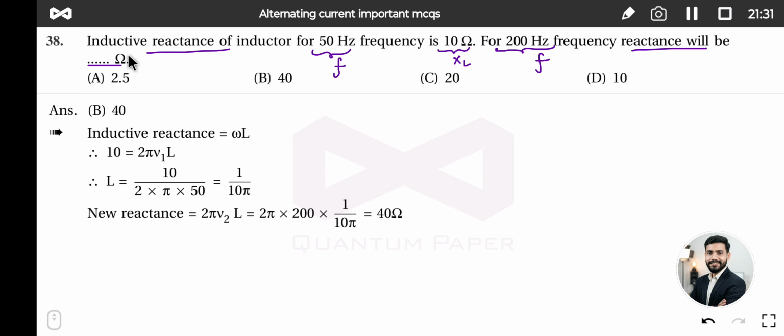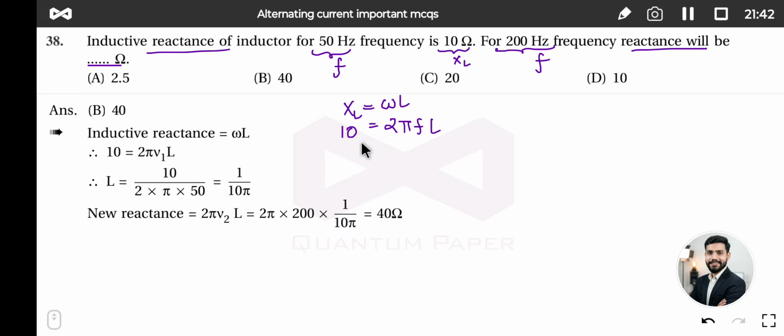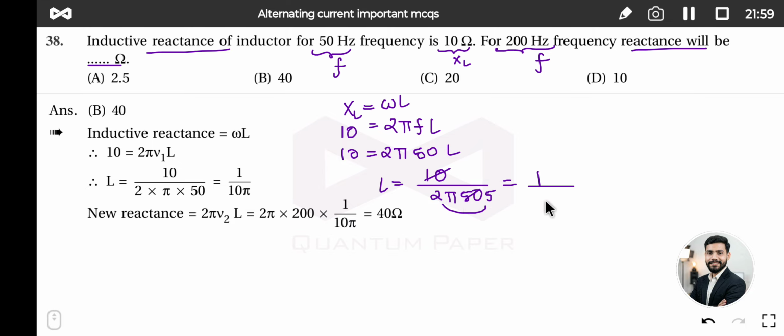If you apply the formula, we have XL equal to omega L. Omega is nothing but 2 pi f, so XL = 2 pi f L. XL is given to be 10 ohm when the frequency is 50. If you find the value of L from here, L is equal to 10 upon 2 pi times 50. So we get 1 upon 10 pi. So the value of L is 1 upon 10 pi.